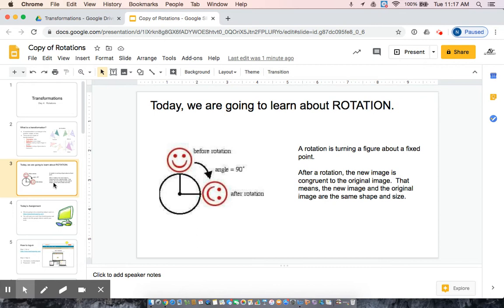After a rotation is completed, the new image is congruent to the original image. That means the new image and the original image are the same size and same shape. They're just positioned in a different place on the coordinate plane.